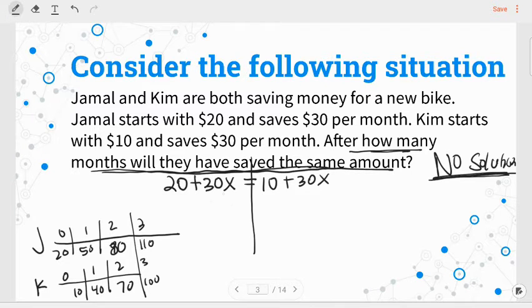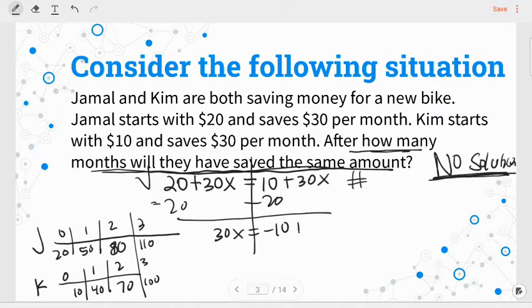I look to see my variables and I notice that my variables are the same. So I say, okay, whatever, we'll just make this the variable side and this the number side. So if this is my variable side, I minus 20, and I'm left with 30x equals negative 10 plus 30x. Then I get rid of minus 30x.